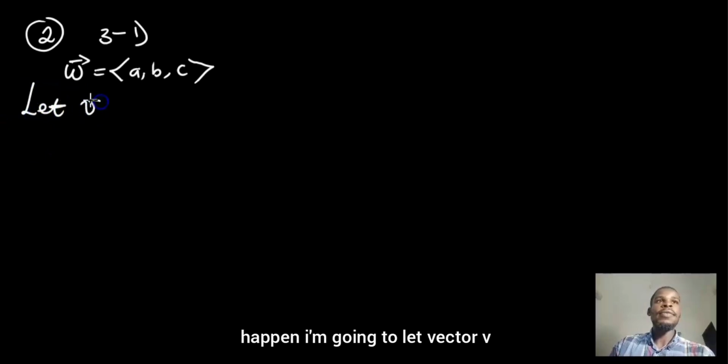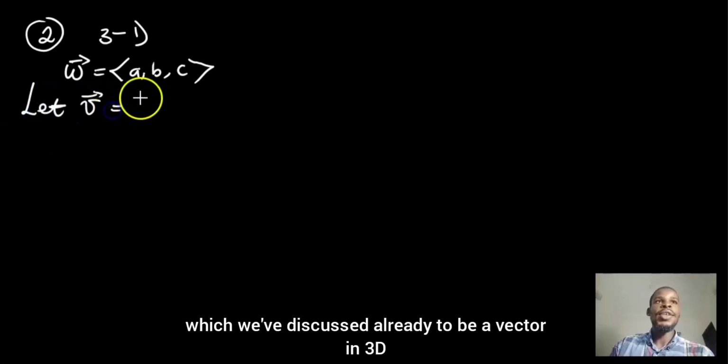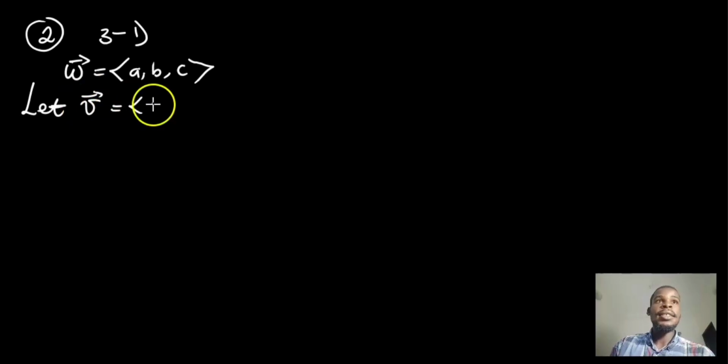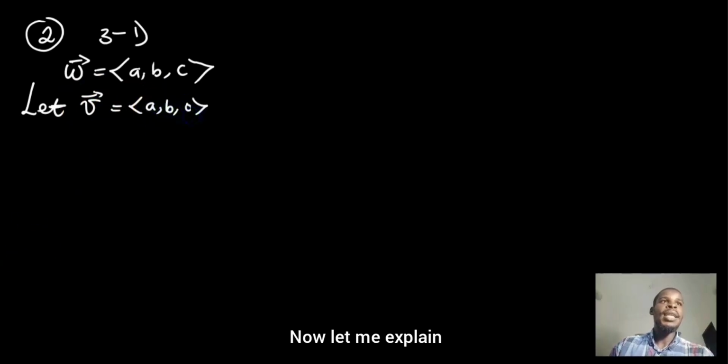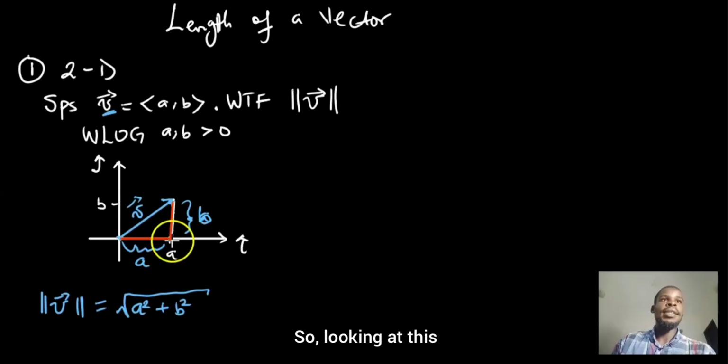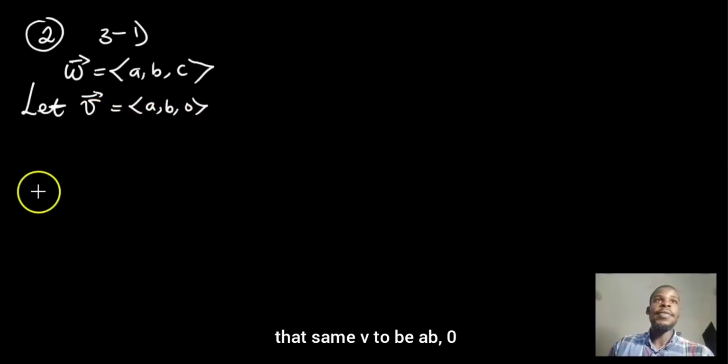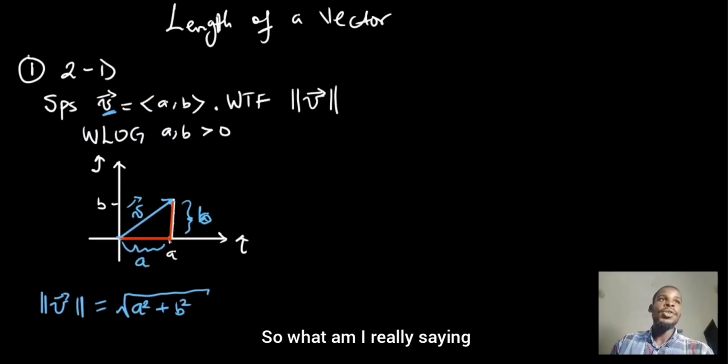I'm going to let vector v, which we've discussed already, be a vector in 3D, but it has the components a, b, 0. Now let me explain. So looking at this, we say v should be a, b, right? But here I'm calling that same v a, b, 0. So what am I really saying?